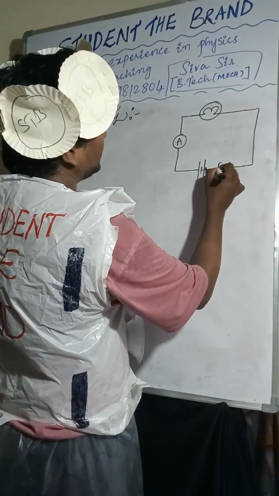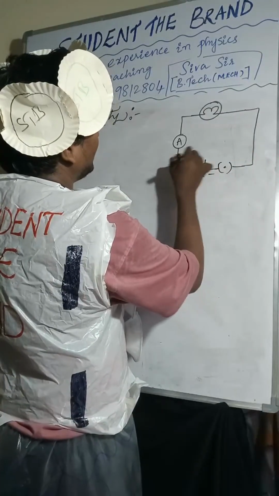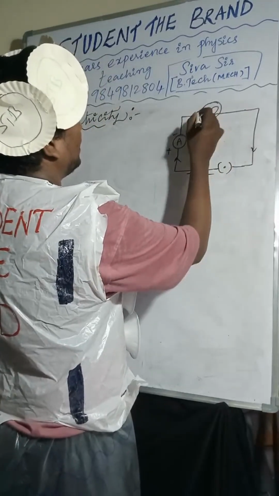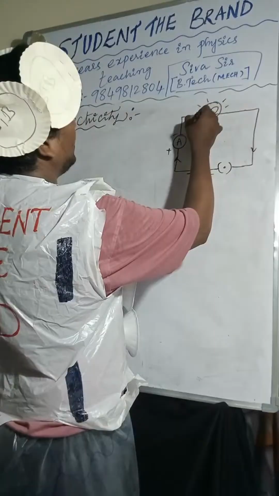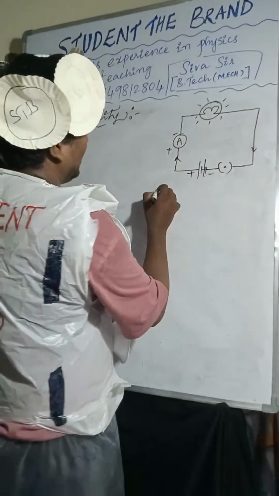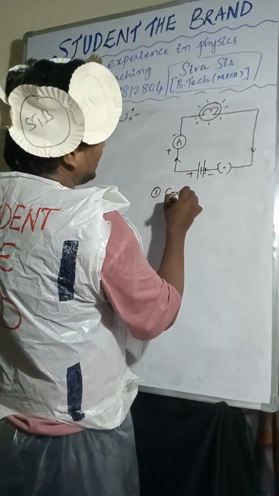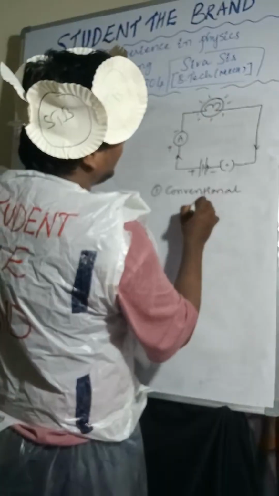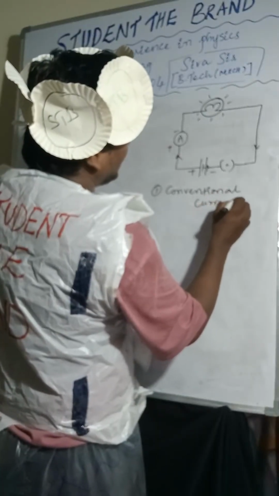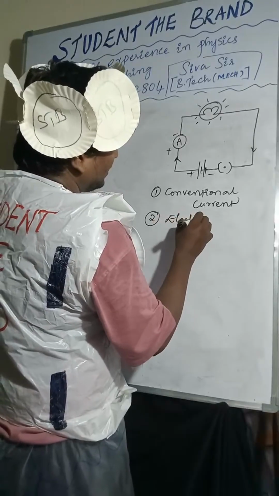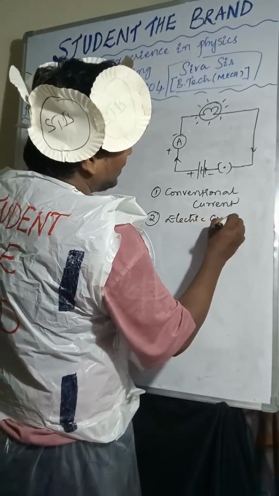Here is the positive terminal and the negative terminal. Current is flowing like this, from the positive terminal, through the bulb, to the negative terminal. I am taking a glowing bulb here. Okay, so here you can observe two types: conventional current and electric current.